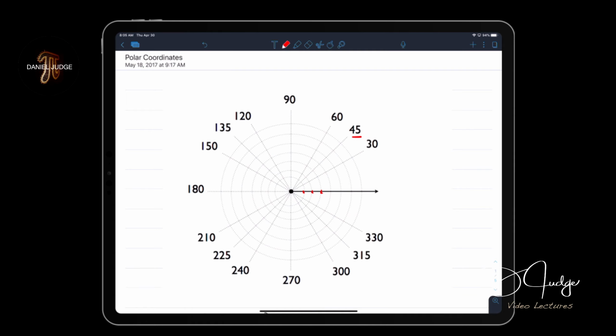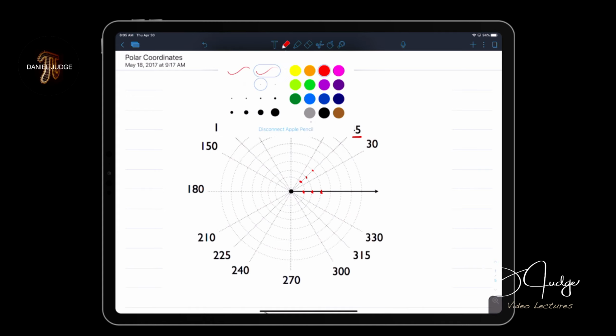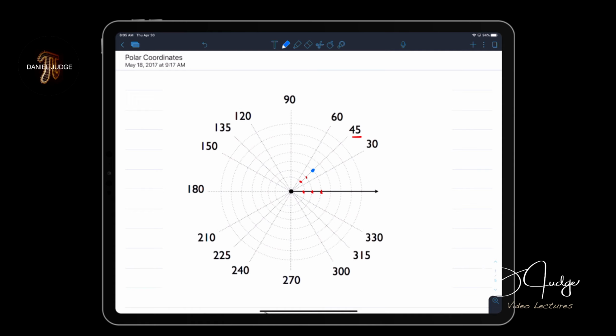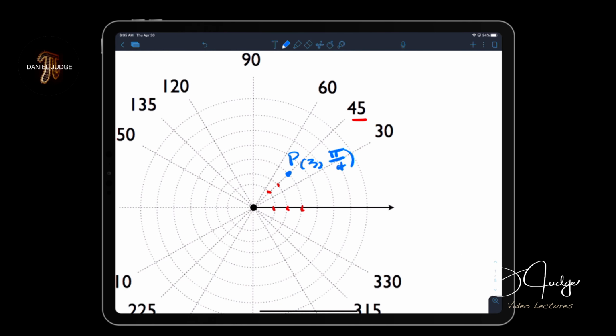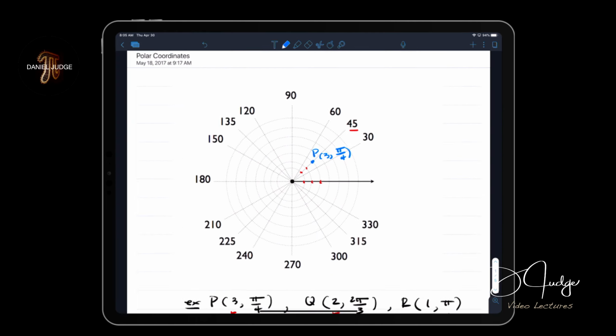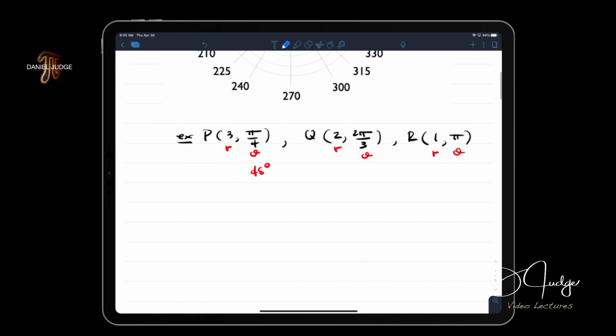So 3 pi over 4 is up here. 1, 2, 3. So here's the location of P. 3 pi over 4. And that's what we labeled P. All right, you guys okay with that? You can see that a bit better. There's our first plot.